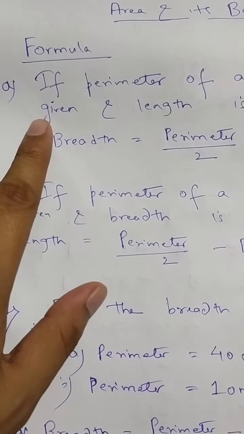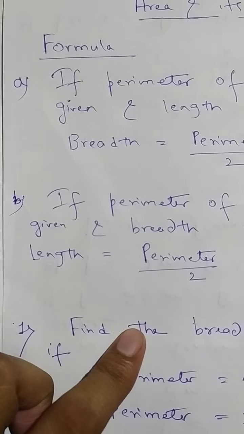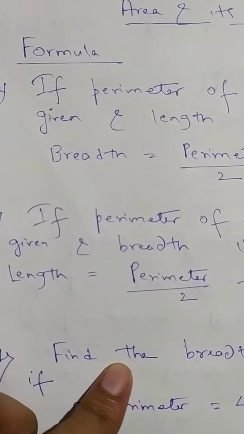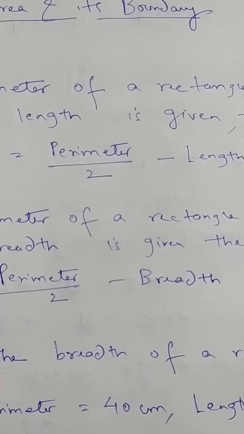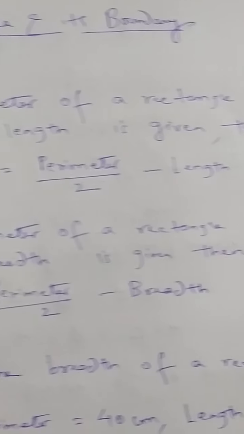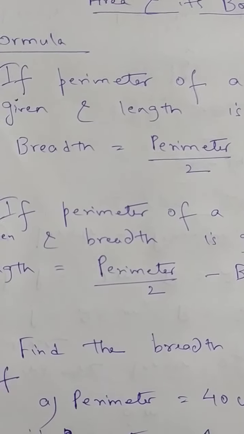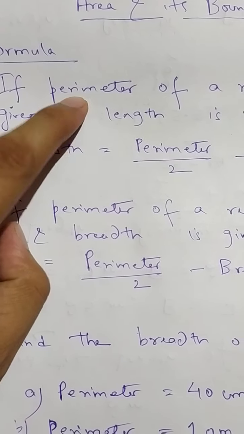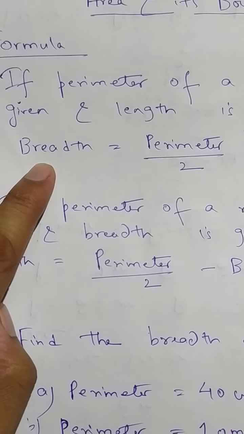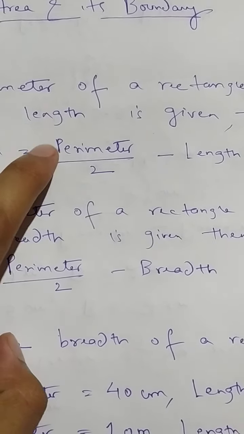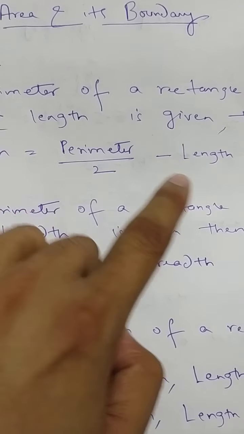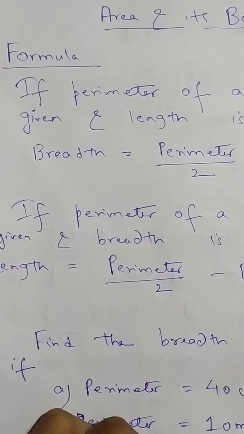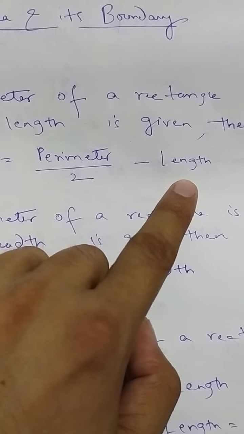If perimeter of a rectangle is given and length is given, then breadth. That means, what is the meaning of this? This is in the case of a rectangle only, okay? Perimeter is given and length is given. You have to find out the breadth. So the breadth formula is this one: perimeter divided by 2 minus length. So this one you have to remember.